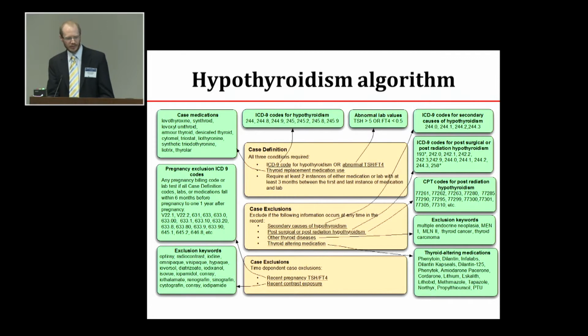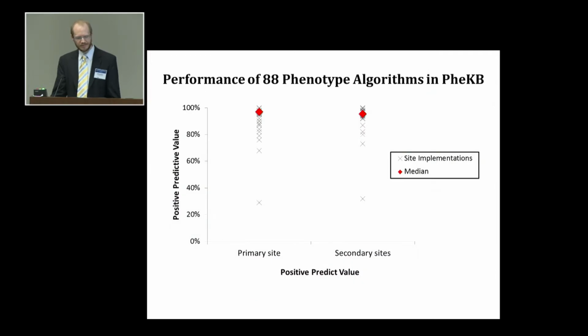I wanted to give you an example of one phenotype algorithm. This is the hypothyroidism algorithm. You can see that it uses codes, labs, and medications, and it does things like count how many instances of these have been recorded. Timing was important, so we didn't want to have hypothyroidism just in the presence of radiation exposure, for instance, or pregnancy. So this algorithm gets validated and used in multiple places.